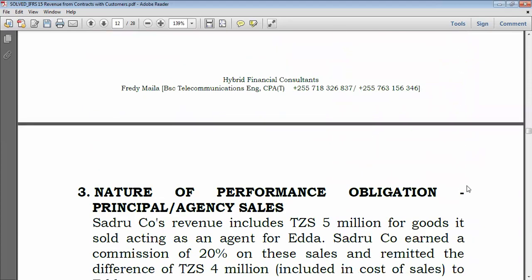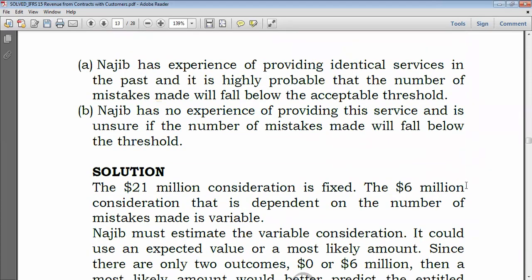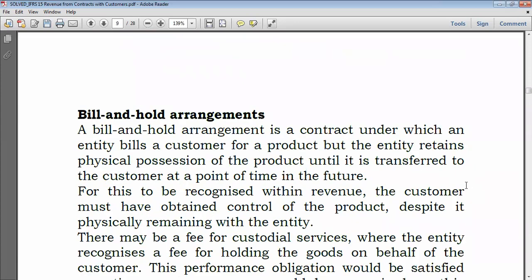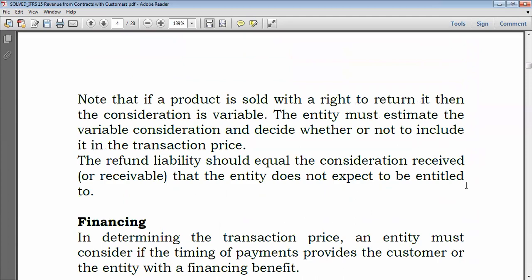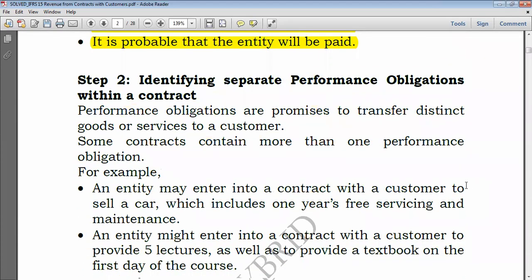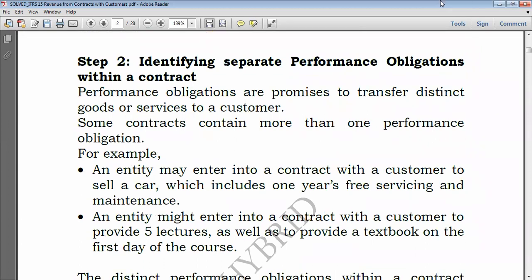So let me check if we have another. All right, I think that's all. So we should go to step number 2 and see what it entails before going further and further. All right, so let's go to step number 2.